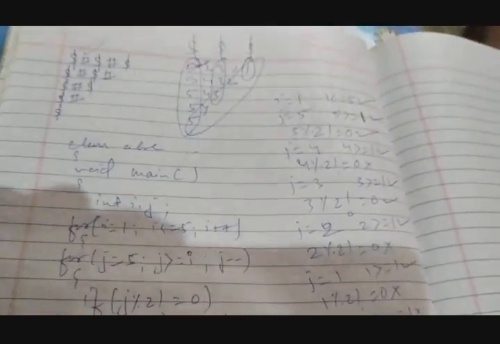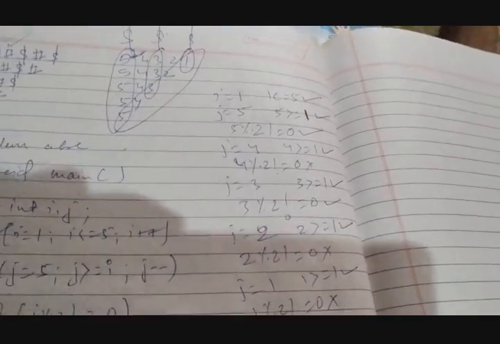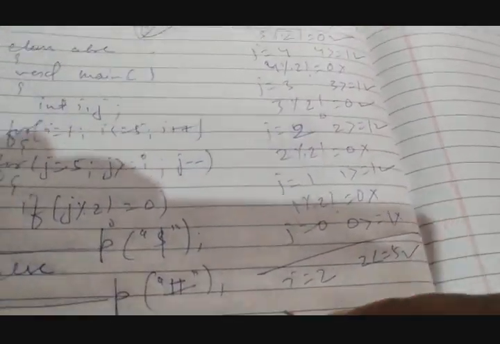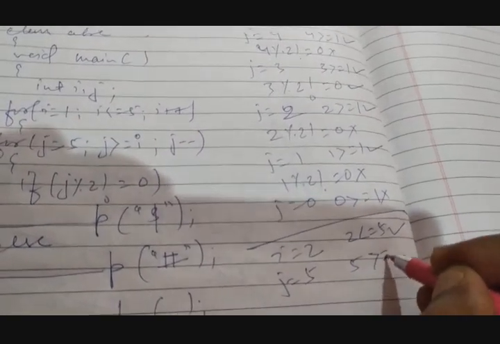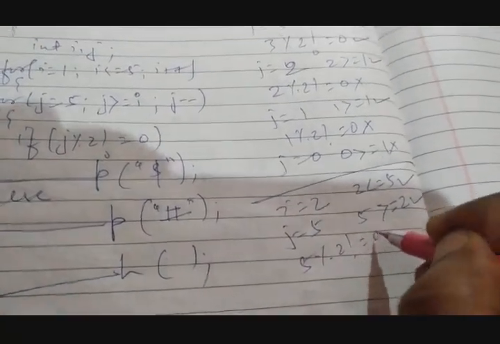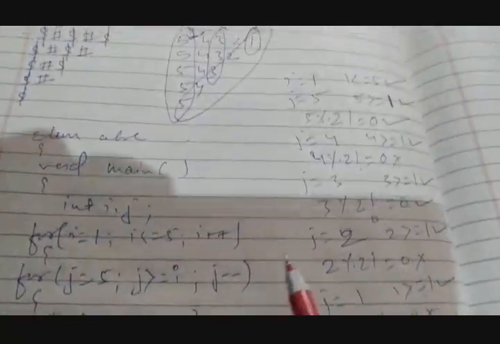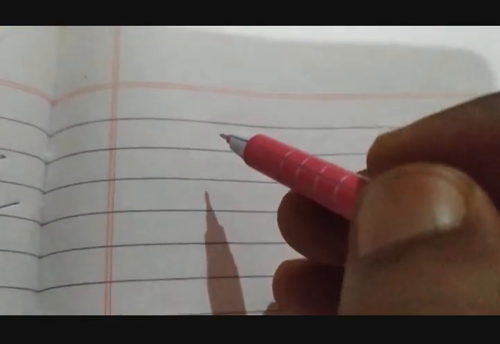Now again i value changes to 2. 2 is less than or equal to 5, true. j starts from 5. 5 is greater than or equal to 2, true. 5 mod 2 not equals to 0, true, prints dollar. So on like this you have to continue. So the next question, we move on with the next question.